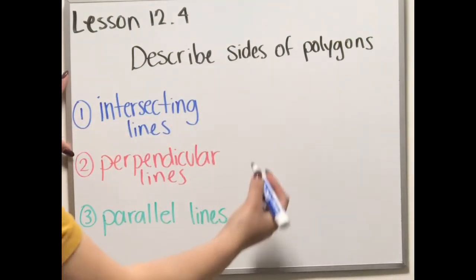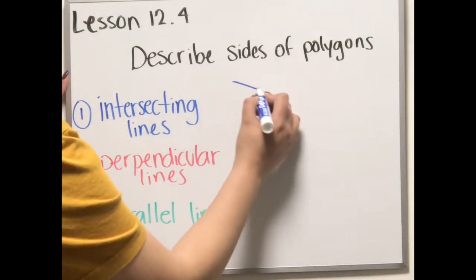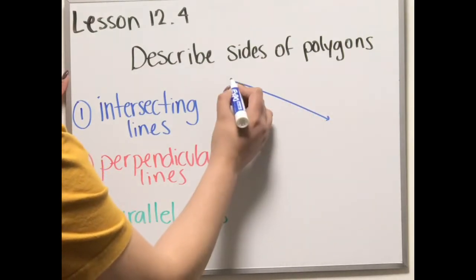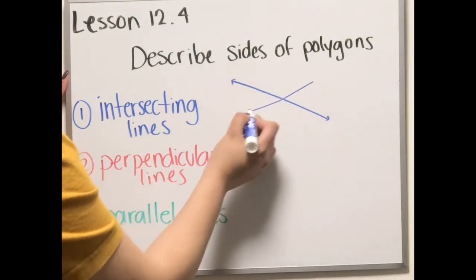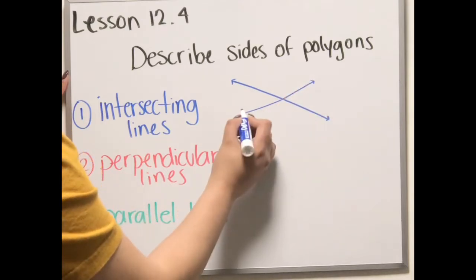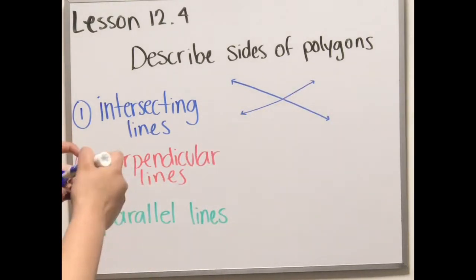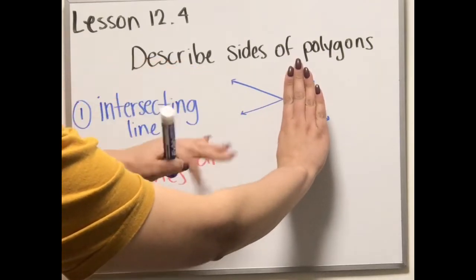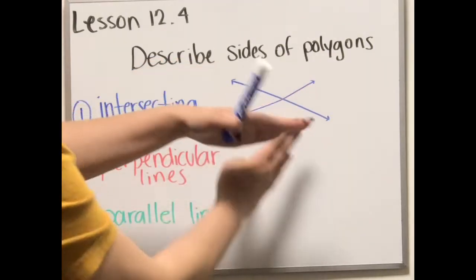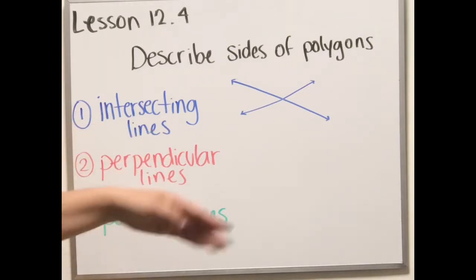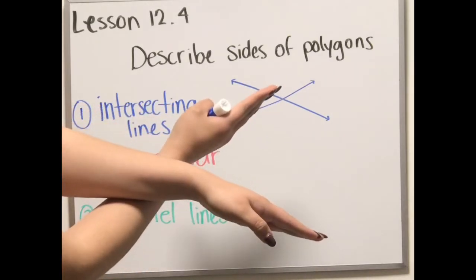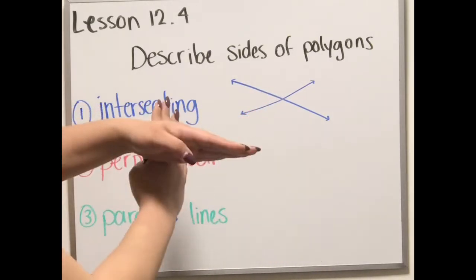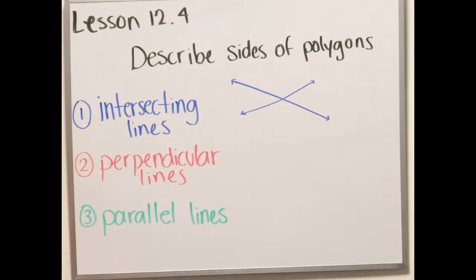An example of these would be if you have some lines like this. You see, at some point, if I see my lines like these, I know they're going to cross in some way. So intersecting lines always cross each other. They don't cross straight, they just cross.